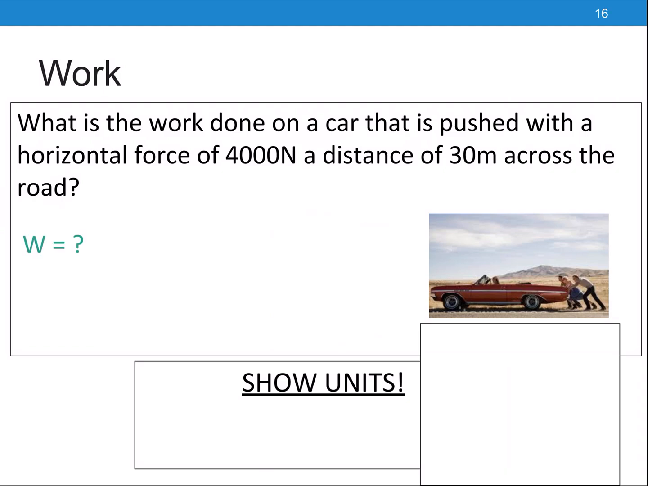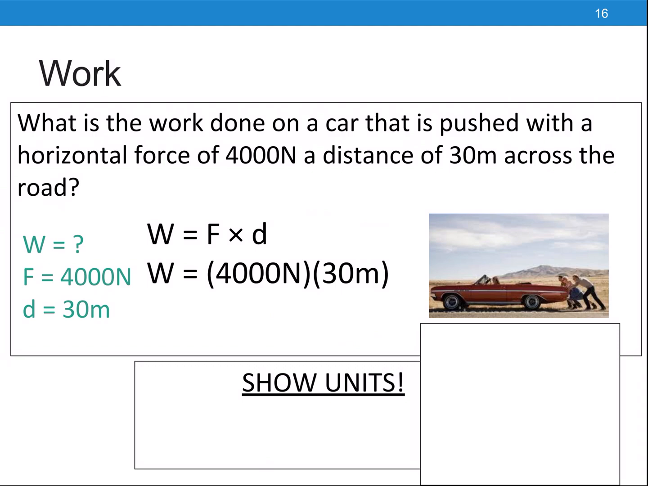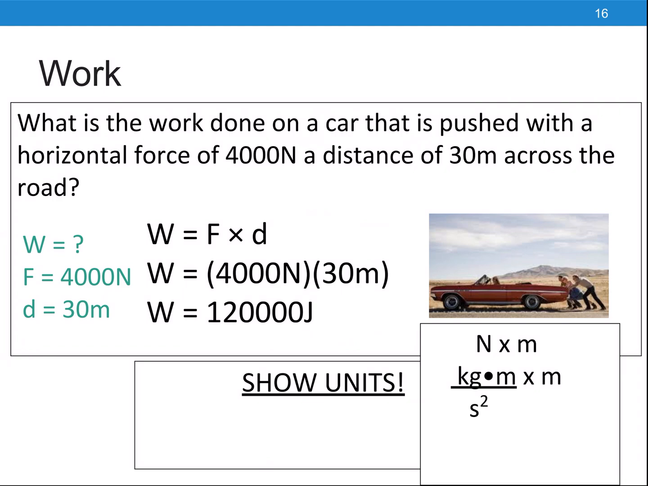All right, let's see how you guys did. So again, we are solving for work. We have a force of 4,000, distance of 30 meters. We multiply the force and the distance. There we go. 120,000 joules of work. So breaking down the units, Newton times a meter, which a Newton is a kilogram times meter over second squared. So acceleration times mass, and then times distance is a joule. There we go.